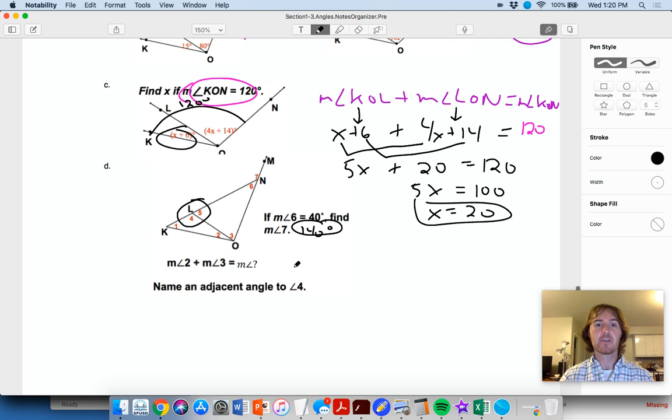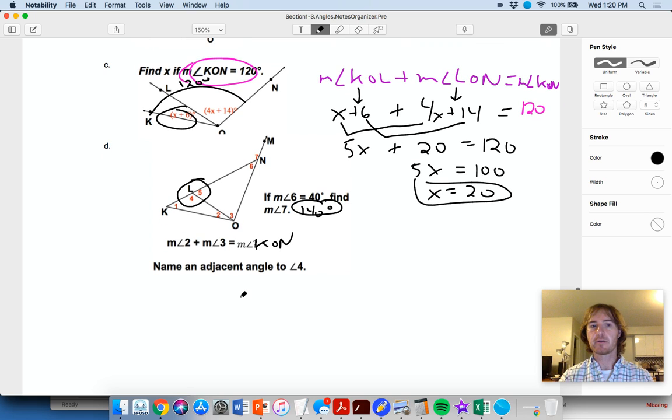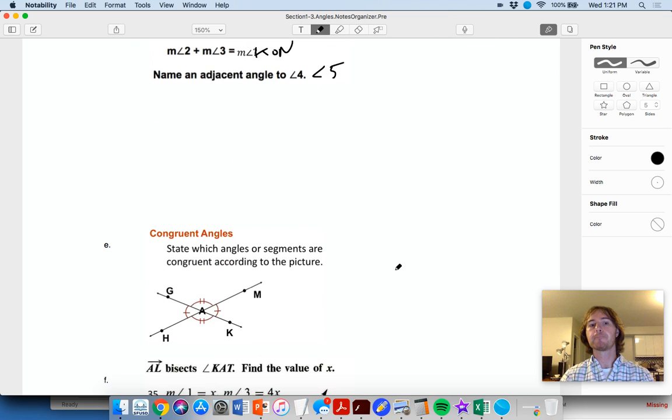It's a straight angle. So this has got to be 140. Measure of angle 2 plus measure of angle 3 equals measure of angle KON. Okay, also angle addition postulate. Name an adjacent angle to angle 4. Boom. That's adjacent. What does it share a side with? Angle 4. You can highlight it, and that can kind of help you. So it's got to share a side with this one. No angles in the diagram share this side, so we must be talking about something sharing this side, and that's angle 5. Okay, angle 5 is adjacent to angle 4.